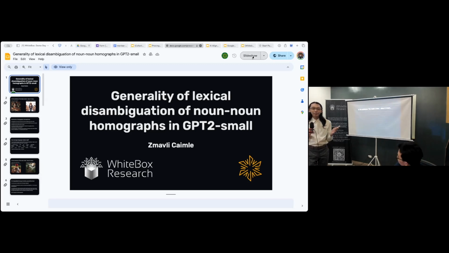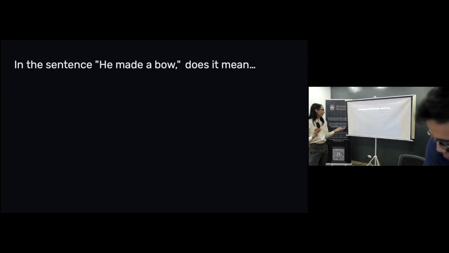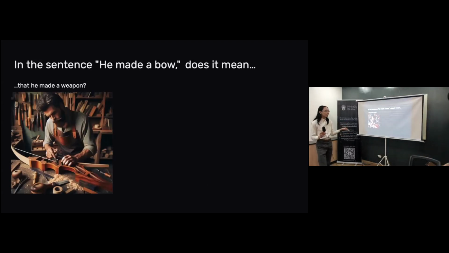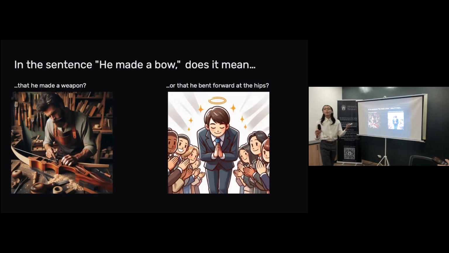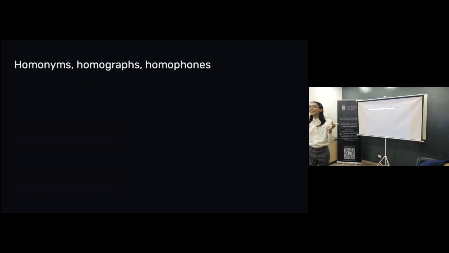All right, let's begin. So let's consider the sentence, he made a bow. What does that sentence mean? Does it mean that he made a weapon, or that he bent forward at his hips? When I say he made a bow, and when I say he made a bow, you are able to tell which one it is because of the sound, right? The pronunciation is different. But the thing is that LLMs can't read that because they're not audio models. They can only understand text.